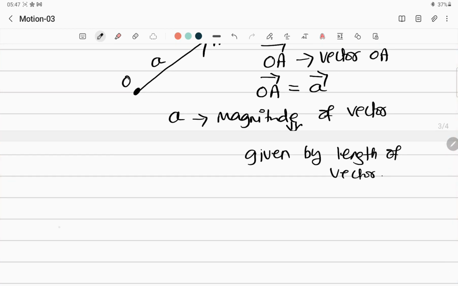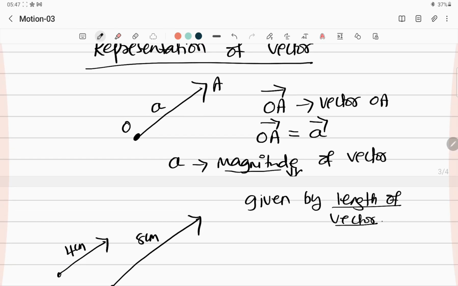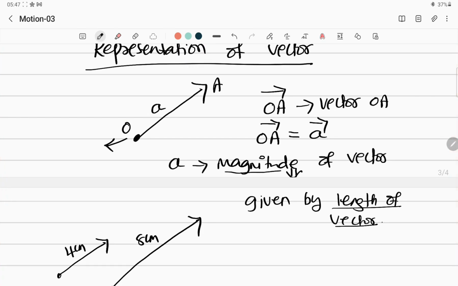For example, I write two vectors. One vector is like this, another vector is a bigger vector. Both are having the same direction. For example, if one is 4 centimeter, the other may be 8 centimeter. So whatever length of the vector is there, that represents the magnitude. This O is called the tail, and A is called the head.